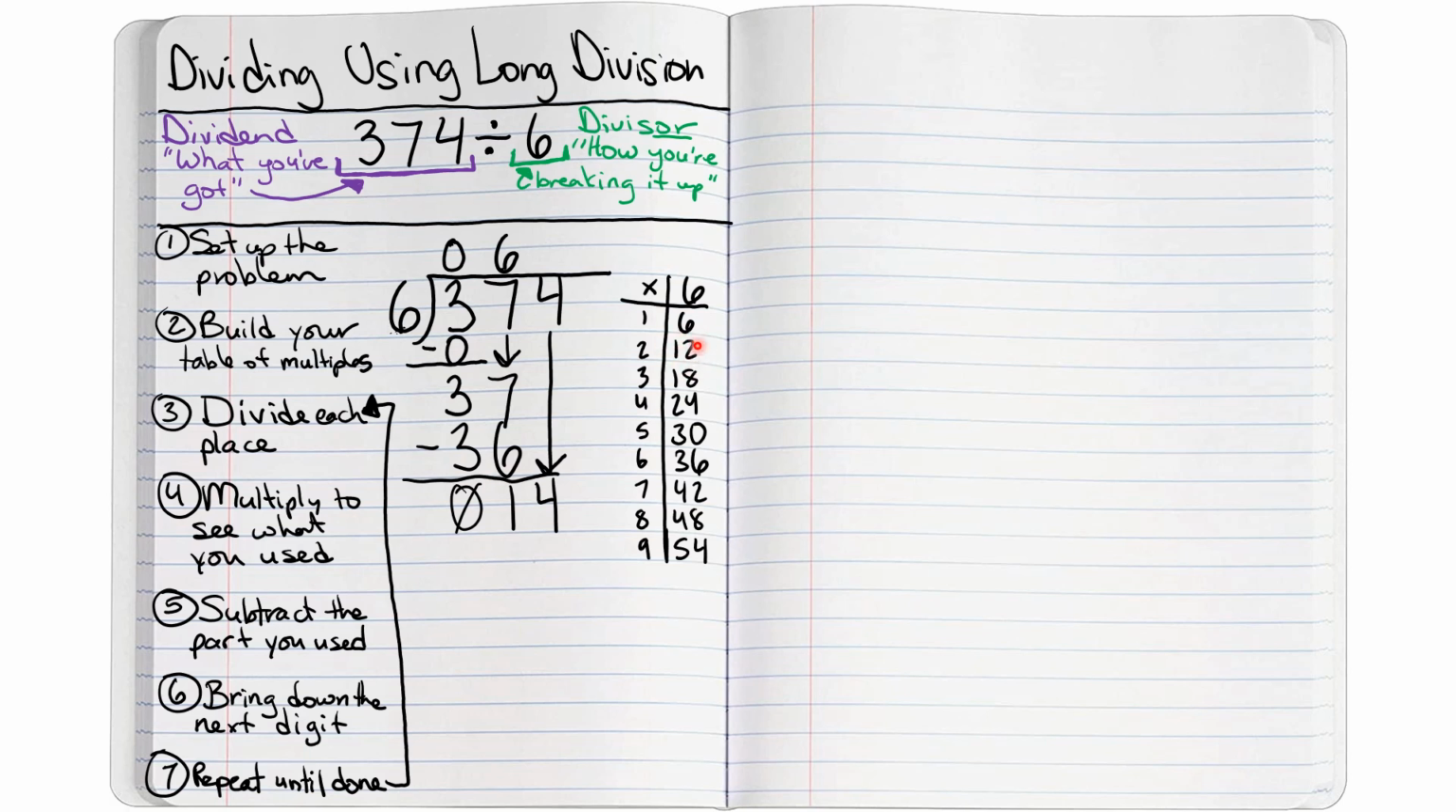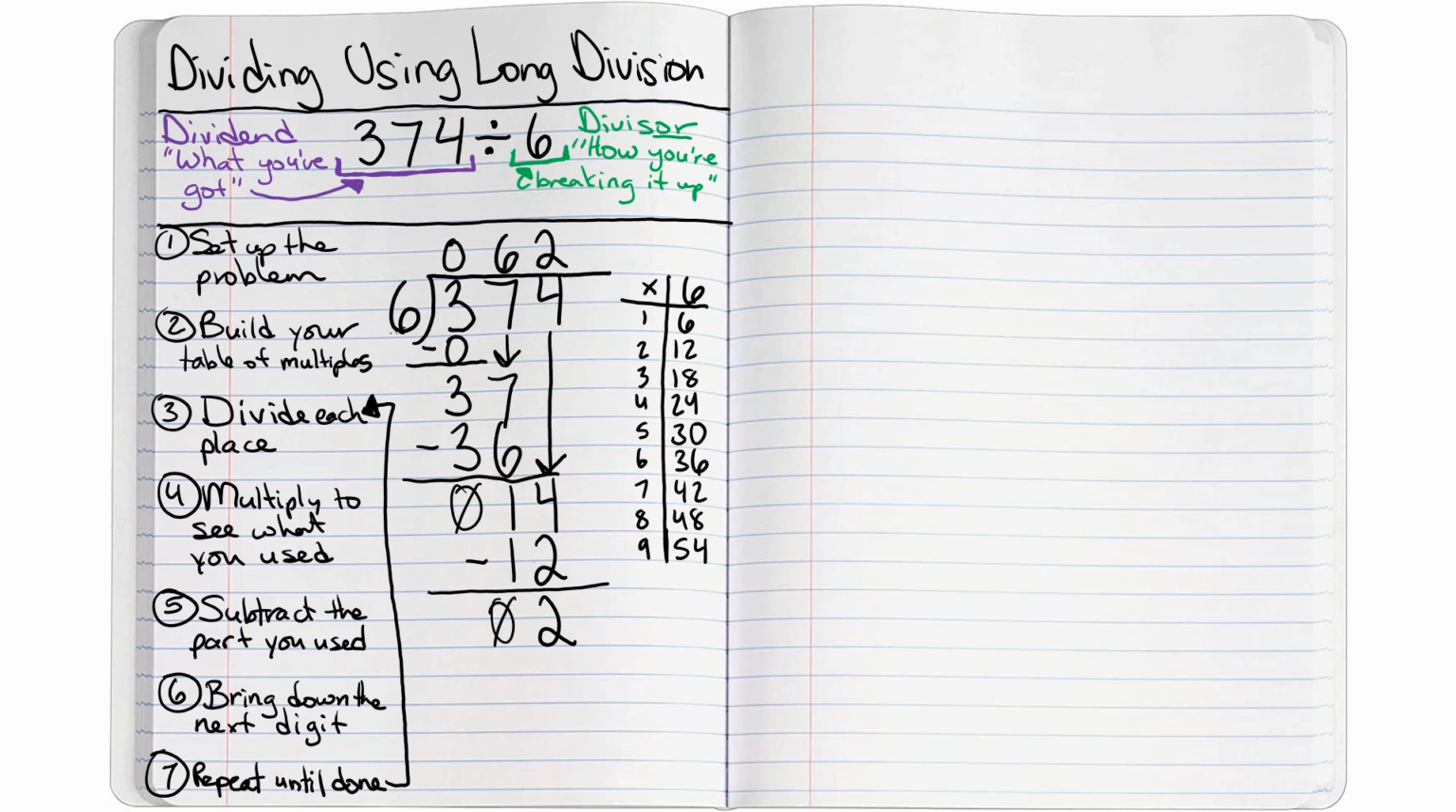My closest number here without going over is 12. So I can make 2 groups, since 6 times 2 is 12. There's my dividing. Now I'm going to multiply to figure out what I used. 2 times 6 is 12. Subtract. 4 minus 2 is 2. 1 minus 1 is nothing.